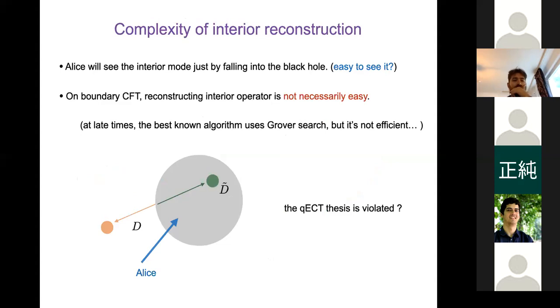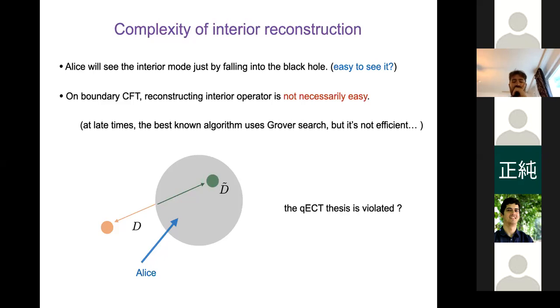By jumping into the black hole, presumably Alice will be seeing the interior mode just by falling into the black hole. I think this is something easy to do because she just jumped into the black hole. But on the boundary, boundary CFT or boundary quantum mechanics, reconstructing the interior operator is not necessarily easy. Namely, at late times, the best known algorithm uses global search. This was done in my paper with Alexei, but the point is this is not efficient at all. So it seems that constructing an interior operator is very difficult on the boundary, but seeing it is very easy on the bulk. Then I was worried if this thesis is actually violated.